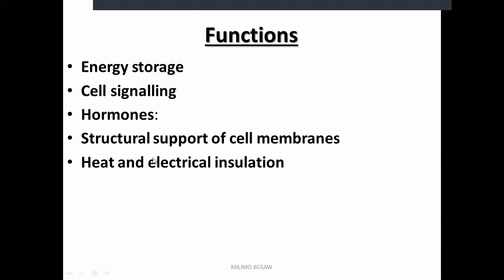For example, when we are talking about the brain or the nervous system, we are talking about impulses which are actually electrical in nature. So when I talk about them acting as insulators against heat changes and also electrical insulation, that's what we mean.